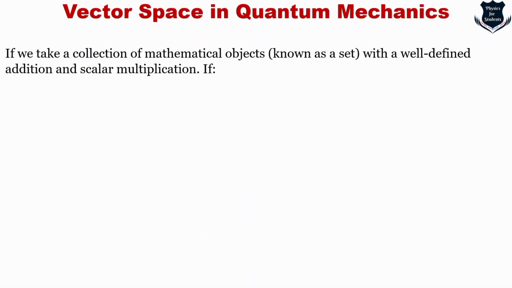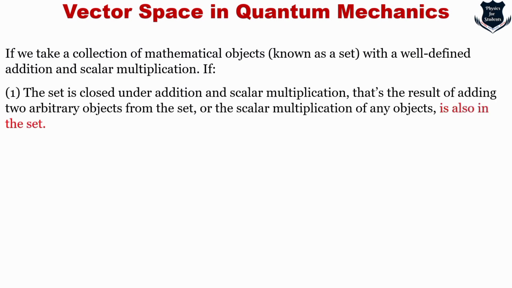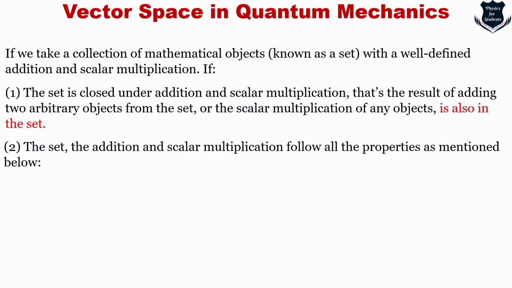Okay, so there are certain properties. If we take a collection of mathematical objects with scalar multiplication, there are two important properties. First is that the set is closed under addition and scalar multiplication. That means the result of adding two arbitrary objects from the set is also in the set. The second is that addition and scalar multiplication follow certain properties. I'm just quickly skipping over these because they have already been discussed in my previous videos in Mathematics of Quantum Mechanics.